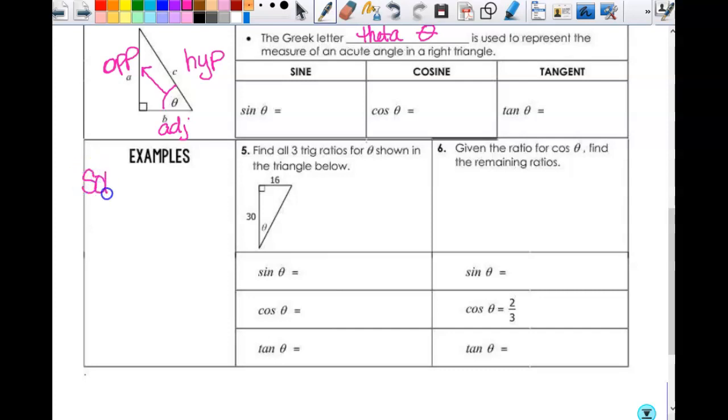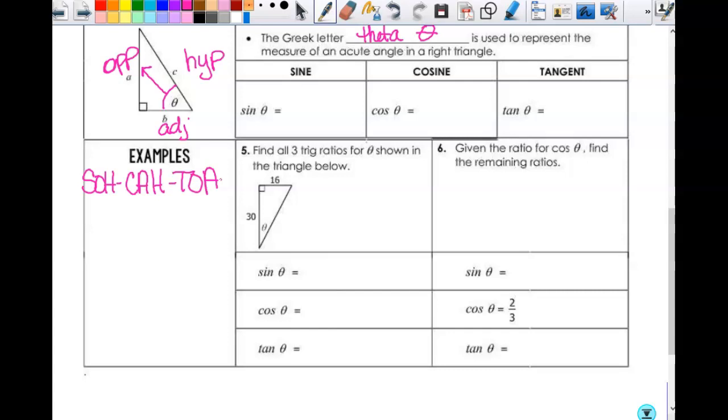SOHCAHTOA, very good. SOHCAHTOA. I challenge you to find anybody that knows anything about trig and has never used SOHCAHTOA, okay? I mean, there's some other things out there, but they would at least know SOHCAHTOA. It's been around forever, okay? But you have to spell it correctly and know what it means or it doesn't do you any good.